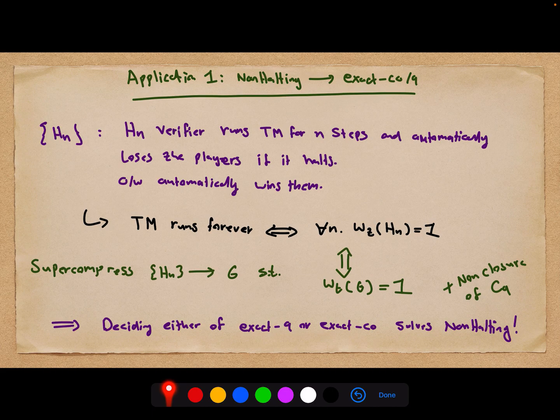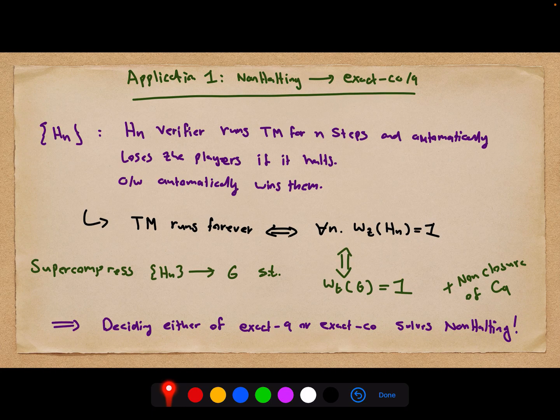Now this is tight for the exact commuting operator problem, since there's the NPA hierarchy, which gives us a co-RE algorithm to decide the exact commuting operator problem. But for this problem of exact Q, this is not tight, and in the next few slides we will see a stronger reduction from universal halting.